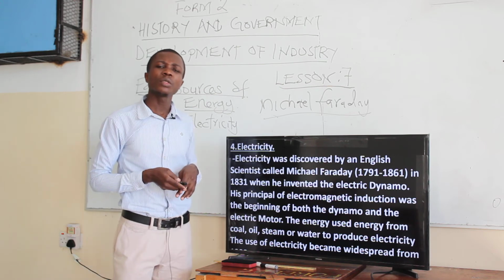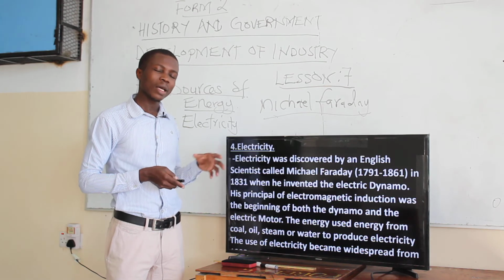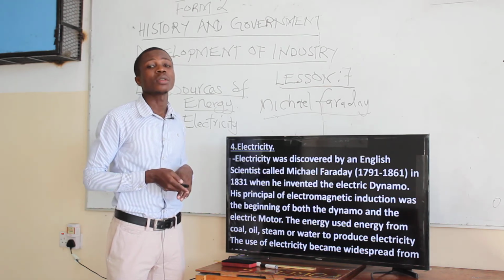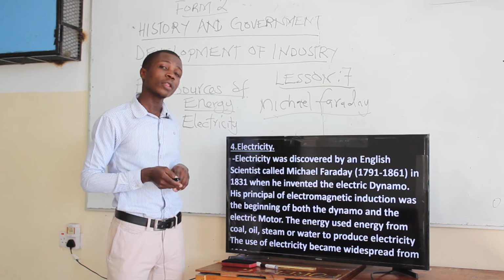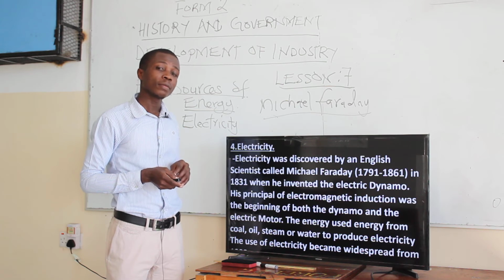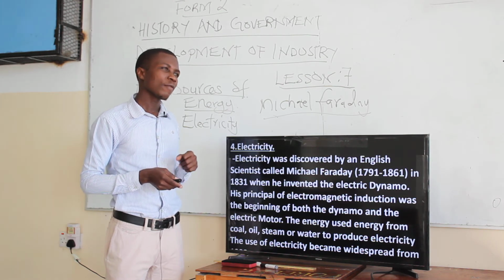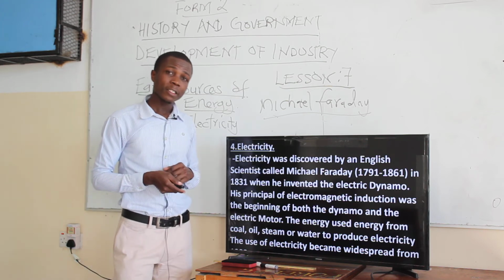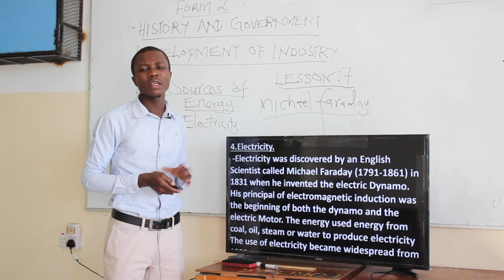The use of electricity became widespread from 1900, or the 19th century. That's when electricity took over. Even right now, the preferred and most available source of energy is electricity. Though there are others which provide a very high amount of energy, they are not as available as electricity. So let's look at the uses of electricity.